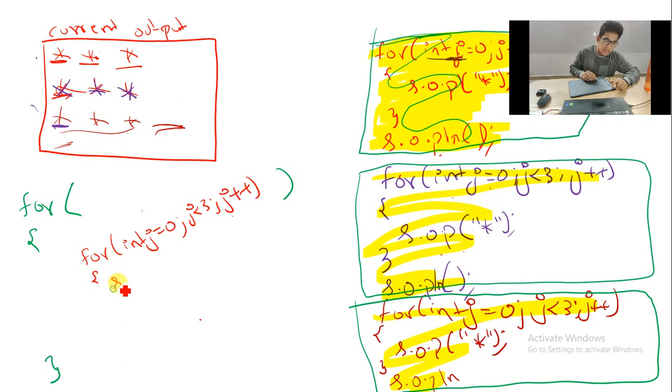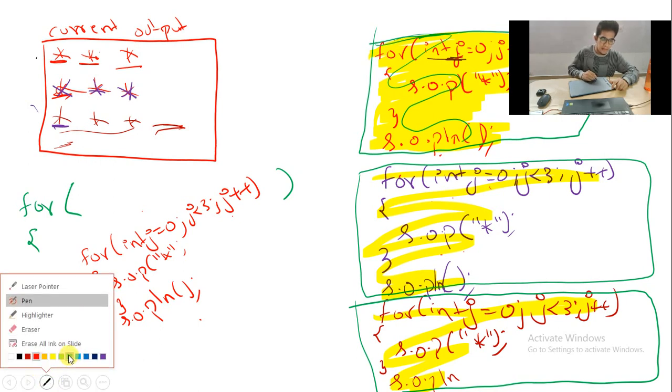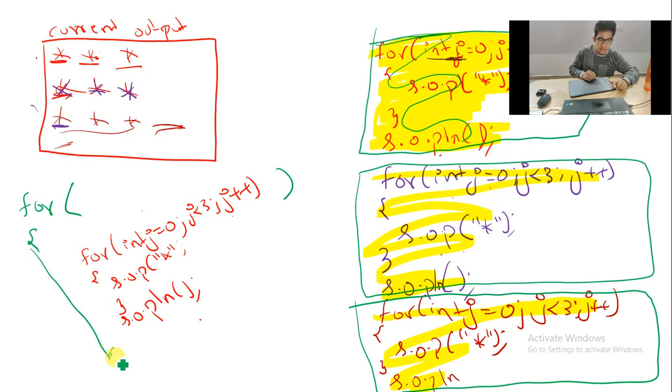And inside this System.out.print star, and after this it is System.out.println. Okay, so this is that code which is always repeating, right? So let me change the color here. Yes, so I'll close this, like this.